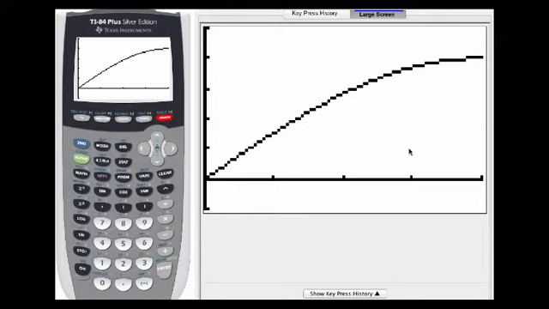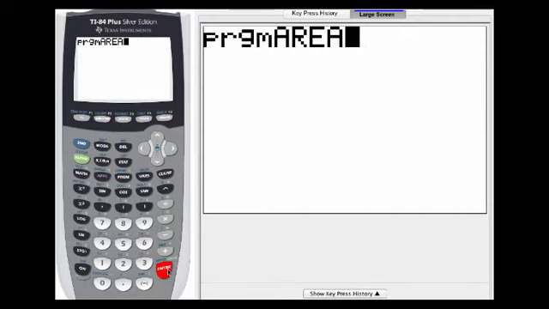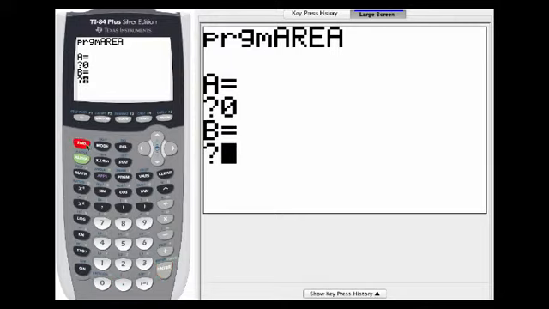Okay, so let's do the area program first. What you want to do from your graph, just hit your program button, and it's probably that very first program, area. So just hit enter on that, and hit enter again. It's going to first ask you for the endpoints between which you want to find the area. So in this case, that's going to be 0. Then you just hit enter, and pi over 2.